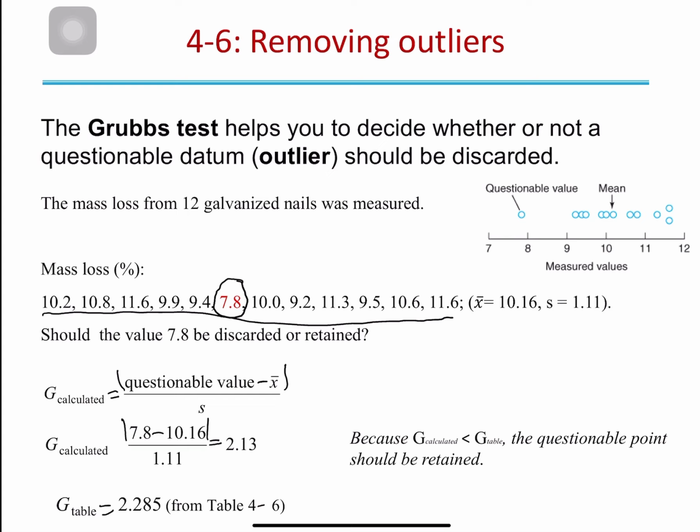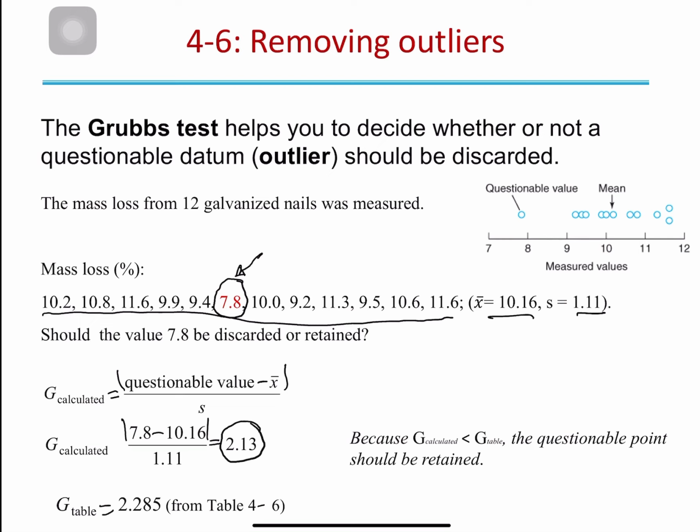In the Grubbs test, the first thing we need to calculate is the mean of all 12 measurements and the standard deviation. Then I calculate G. G is the Grubbs test statistic. G equals the questionable value minus the mean, divided by the standard deviation. The questionable value for me is 7.8 because it looks like an outlier. So I put this value minus the mean divided by the standard deviation, and my answer, G calculated, is 2.13.